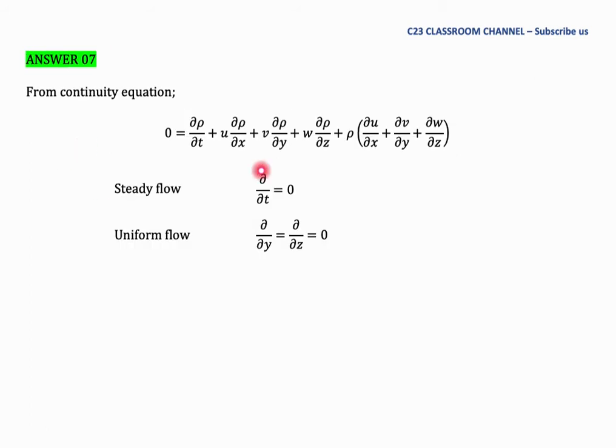So this is our continuity equation. We have all of these terms. We make assumptions. It is a steady flow, so we take d over dt equal to 0. And it is also uniform, so we take del over del y equal to del over del z equal to 0. This means that everything here can be simplified.